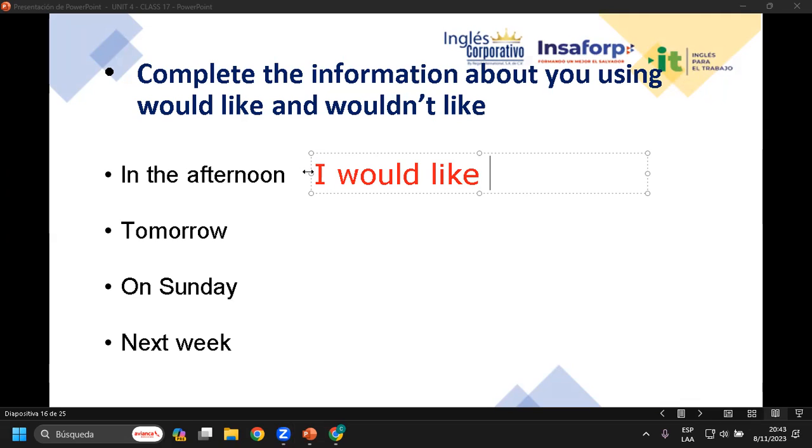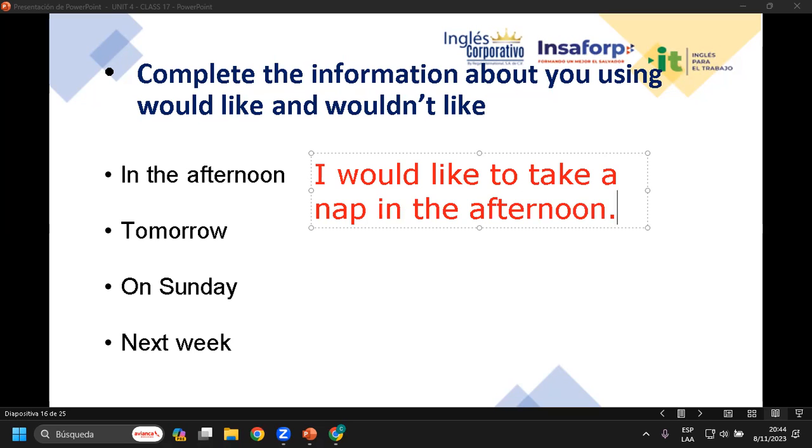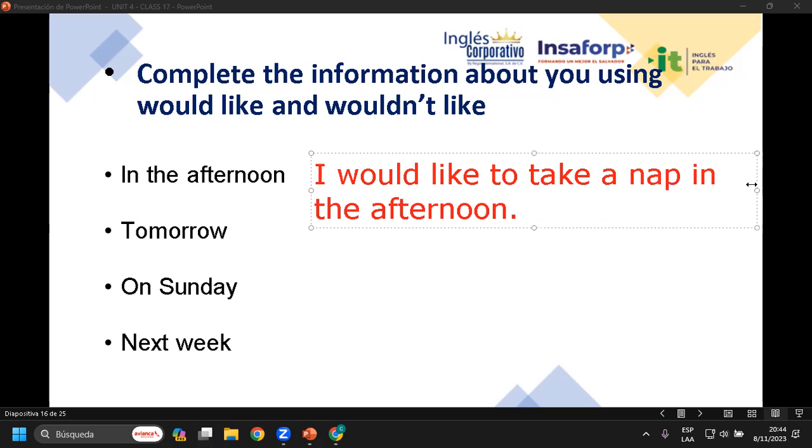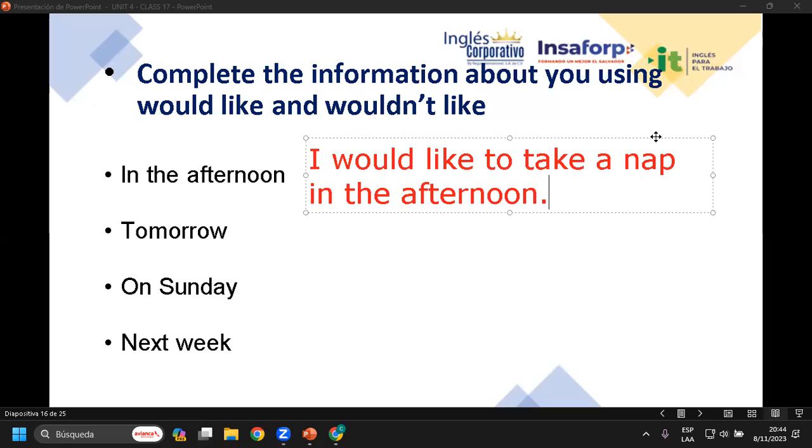¿Necesito la preposición, sí o no? Yes. I would like to take a nap in the afternoon. No olvidemos la time expression. En este caso, in the afternoon es la time expression. ¿Qué más? Vamos a ver. Take a nap es como tomar una siesta. ¿Qué más les gustaría hacer in the afternoon, everybody? I would like to drink coffee in the afternoon. Very good.